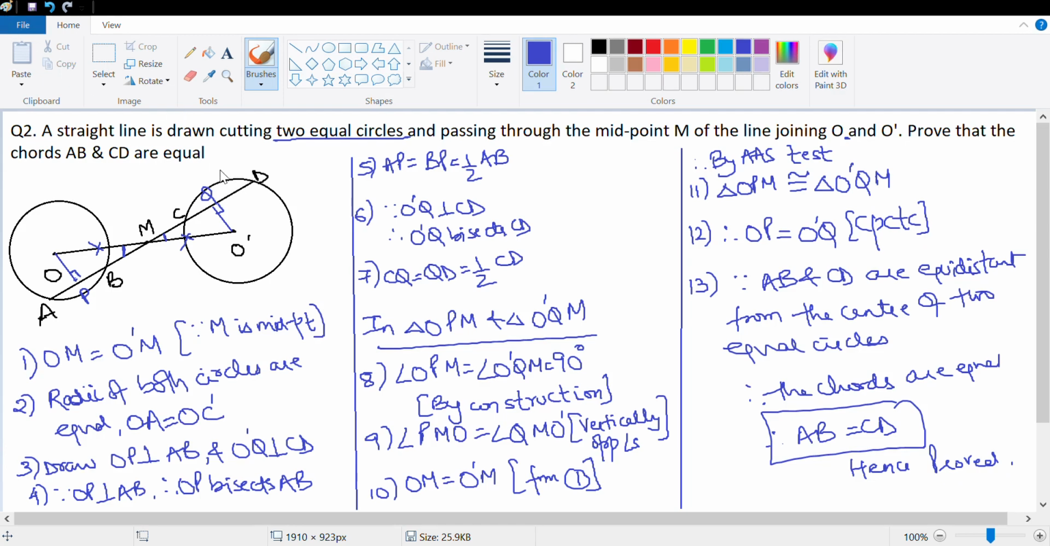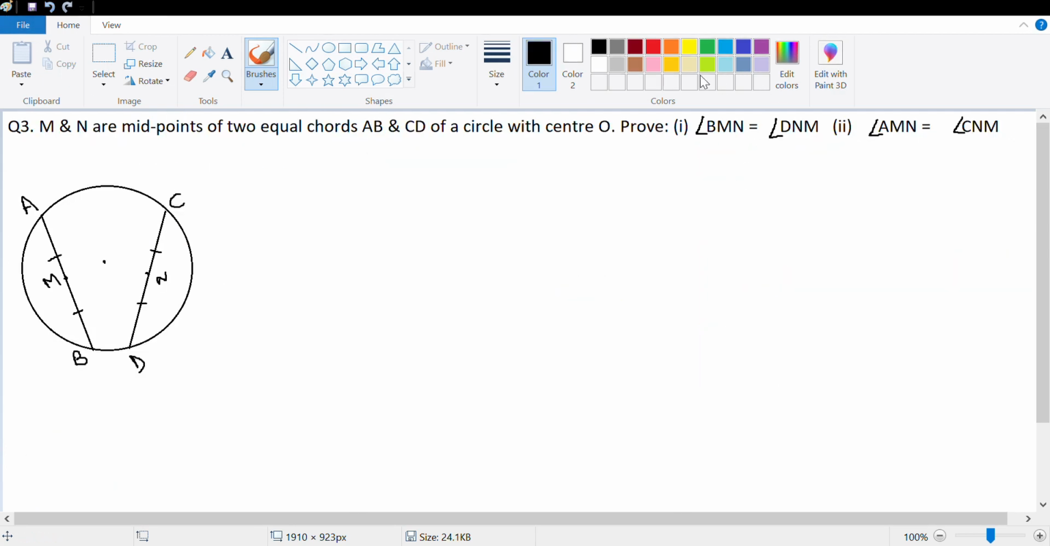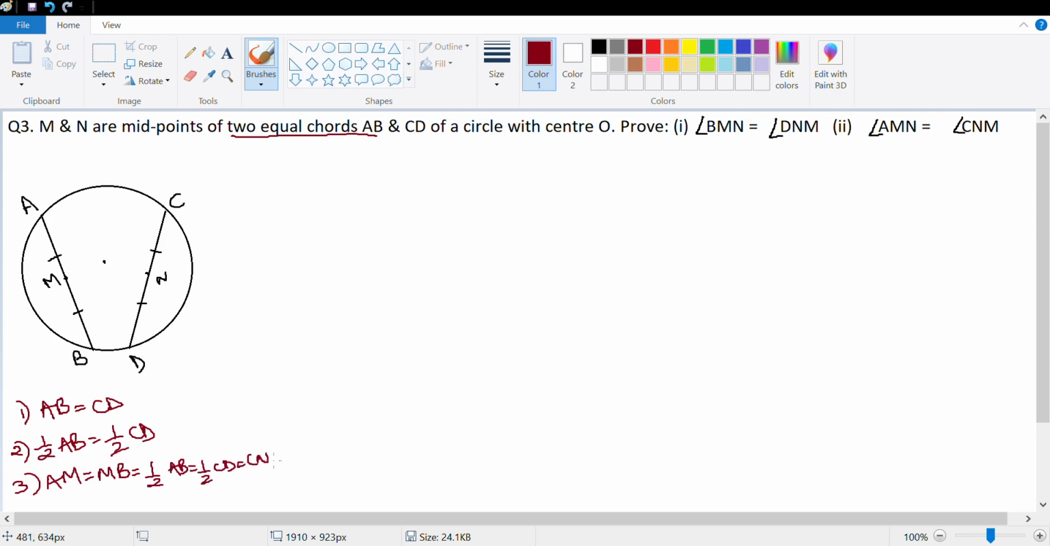The next one that we solve is question number 3. It says M and N are midpoints of two equal chords. Okay, so let's just write what is given. AB is equal to CD. These are equal chords. And M and N are midpoints, which means half of AB should be equal to half of CD, and half of AB is AM, which is also equal to MB, which is also equal to half of AB, which is equal to half of CD, which is equal to CN, which is equal to DN. Good, so all these sides are equal in length.